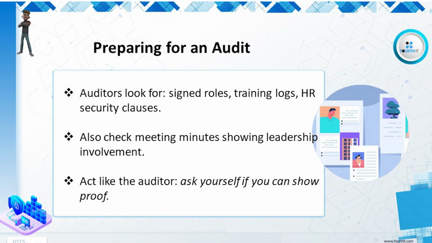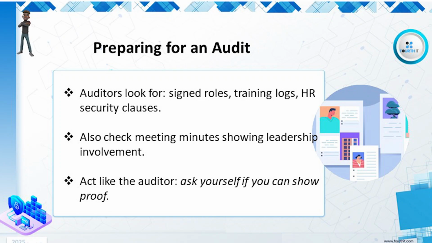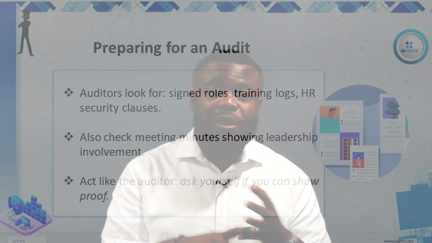Preparing for an audit. When it comes to audits, always remember evidence is key. Auditors will always look out for documented policies, signed role assignments, training records, HR contracts, and evidence of leadership involvement in security initiatives. They will also check if there are mechanisms in place for reporting security concerns, and whether employees understand their responsibilities. So you need to keep a folder of all the signed documents and meeting minutes that show management participation in security reviews.